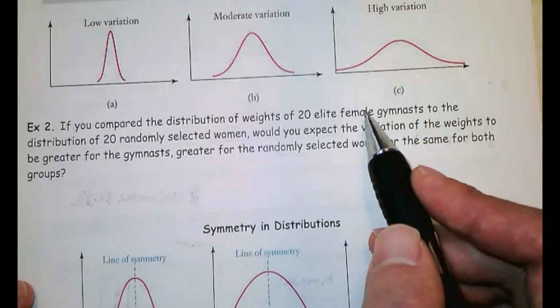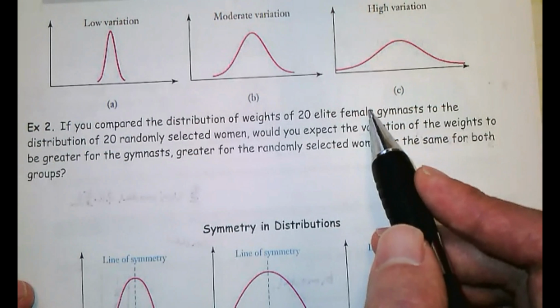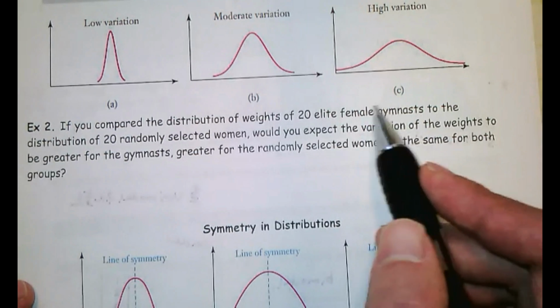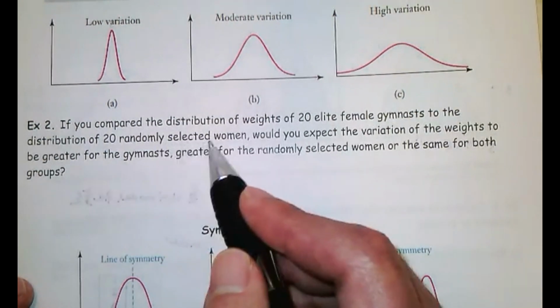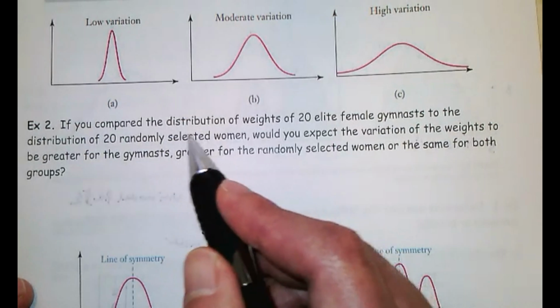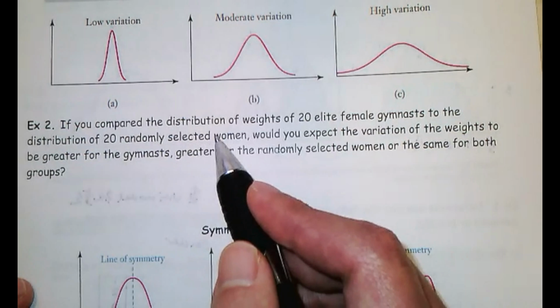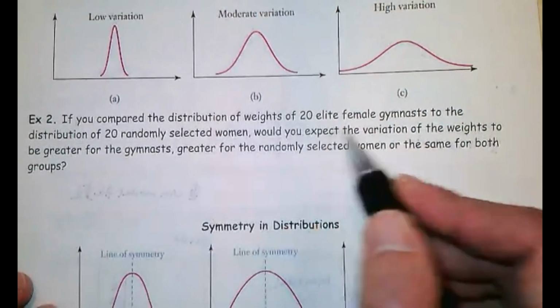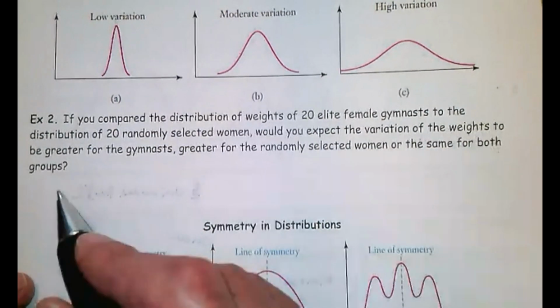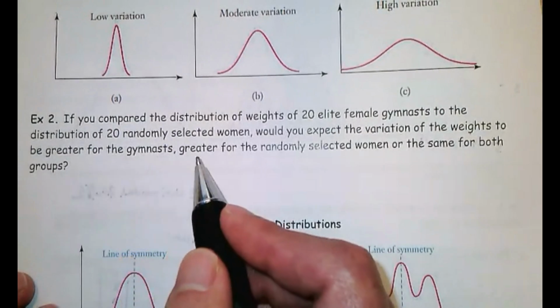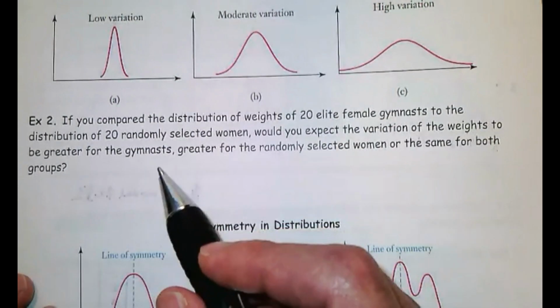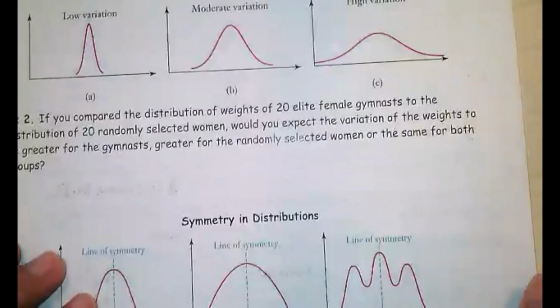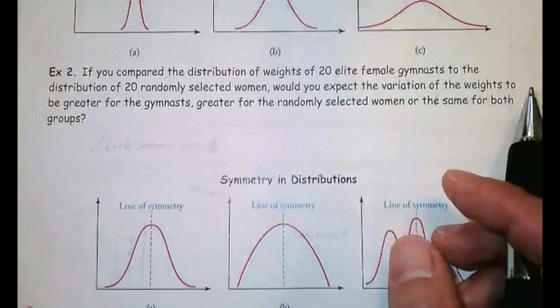All of them are like 16, 18, 20. Look how skinny, how well-shaped those people are. But randomly selected people do not always have that kind of skinny body shape. So would you expect the variation of the weights to be greater for the gymnasts or greater for the randomly selected women? So which one has more variation? Okay, I would like to listen to your opinion.